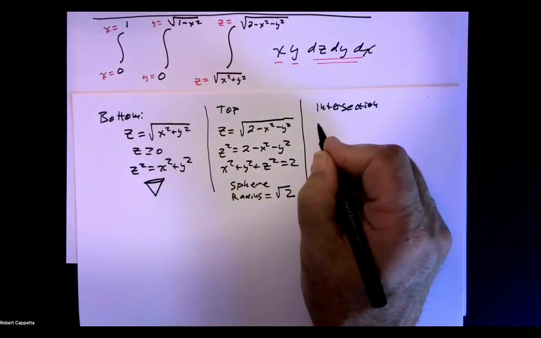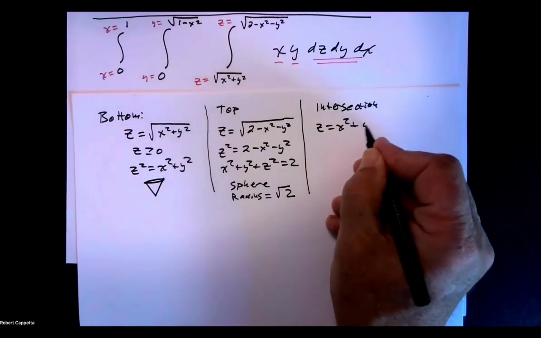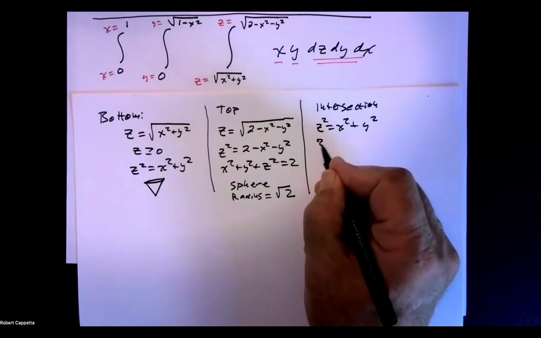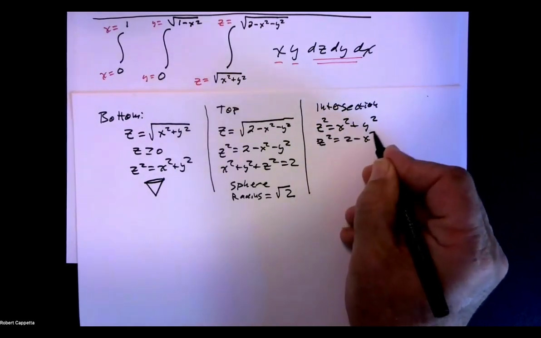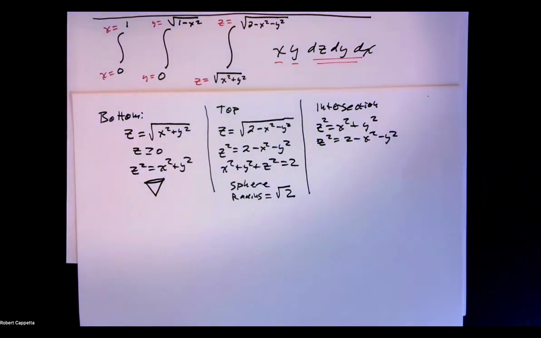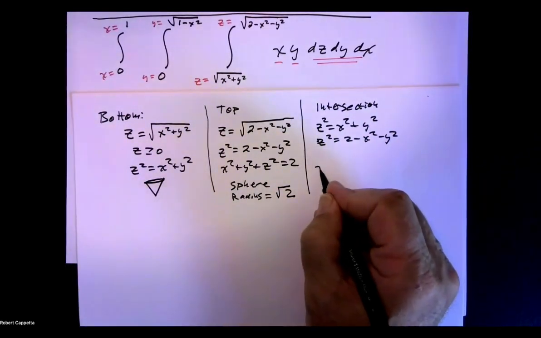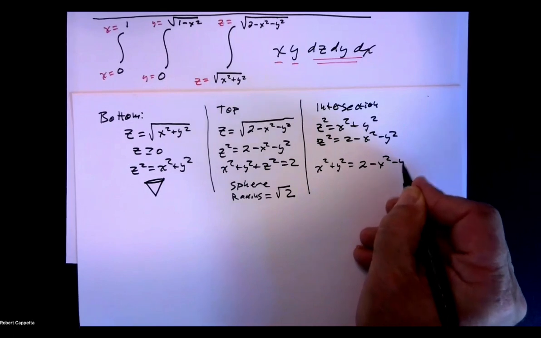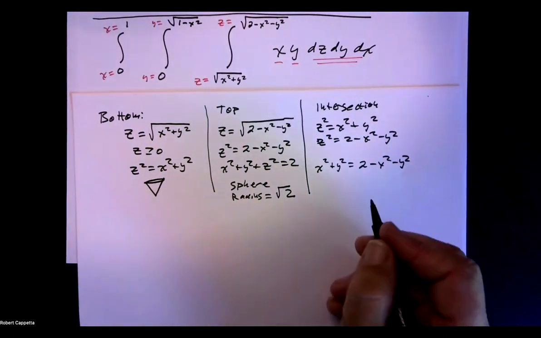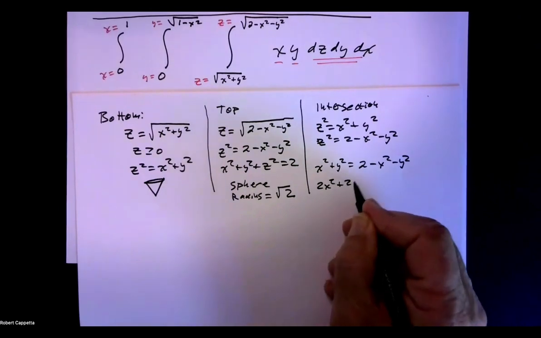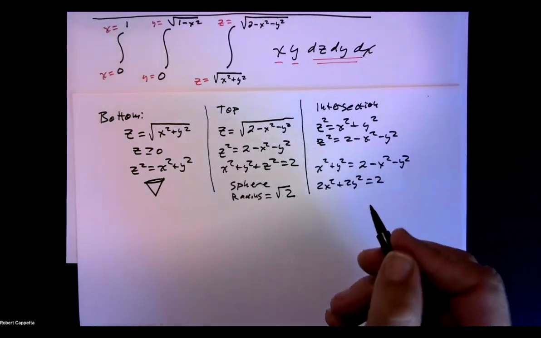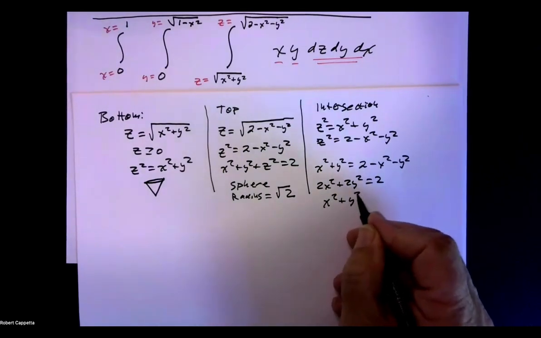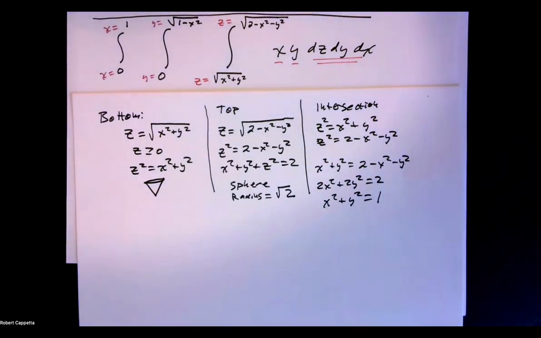So I have z squared is x squared plus y squared, and I have z squared is 2 minus x squared minus y squared. So what does that give me? That gives me x squared plus y squared equals 2 minus x squared minus y squared. Adding the x squared and y squared to the left side, I get 2x squared plus 2y squared equals 2, or dividing everything by 2, x squared plus y squared equals 1, a circle of radius 1.